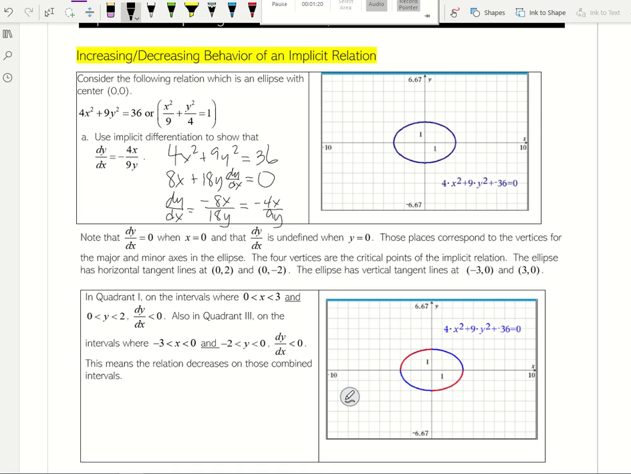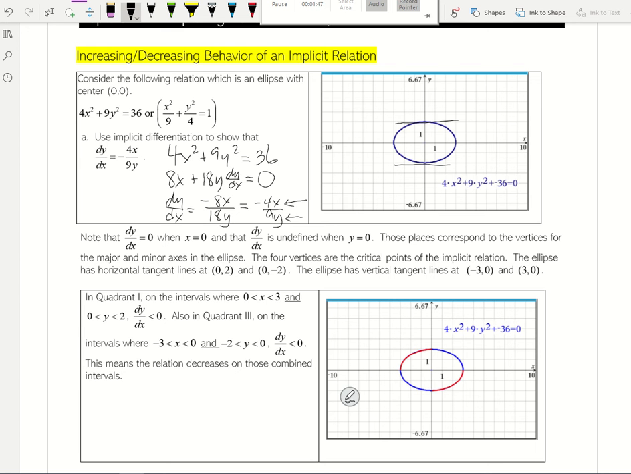So, note that dy/dx equals 0 when the top is 0, which means x is 0. Okay, so that would be where the horizontal tangents are. So do you see you have a horizontal tangent there, and you have a horizontal tangent there? Yes? Note that it's undefined where the bottom is 0, which means y is 0 in this case.